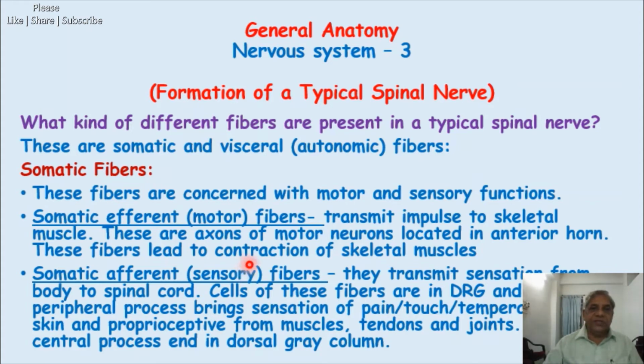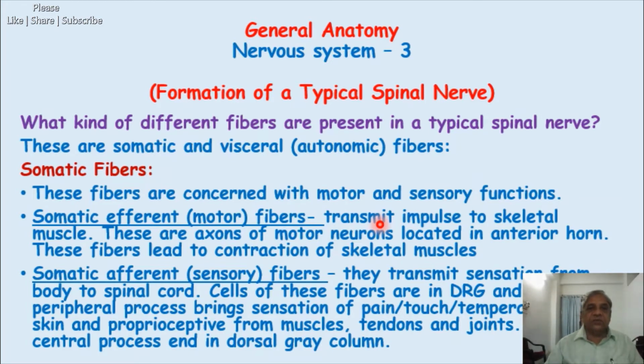So somatic efferent are motor fibers; they transmit the impulse to the skeletal muscle. I will again show you in the next diagram how they go and innervate the skeletal muscles. These are the axons of the motor neurons which are located in the anterior horn or the anterior gray column. Their stimulation or impulse leads to the contraction of the skeletal muscle.